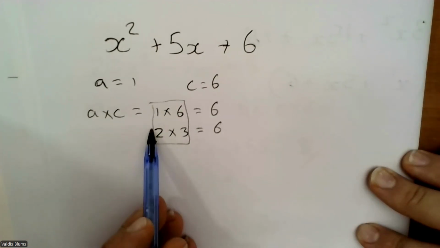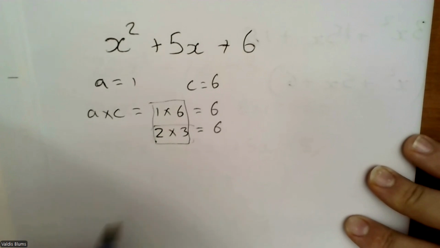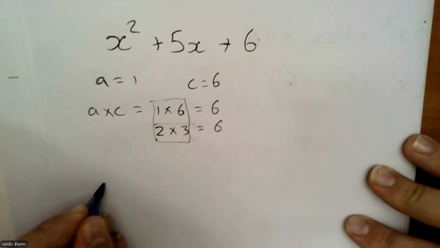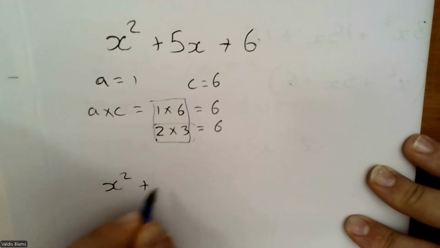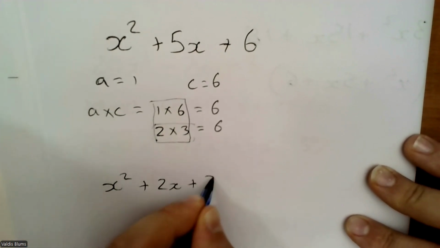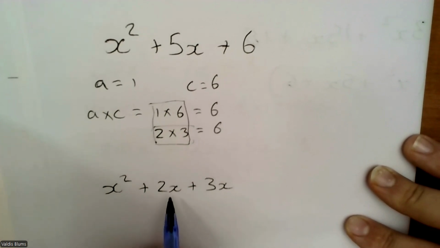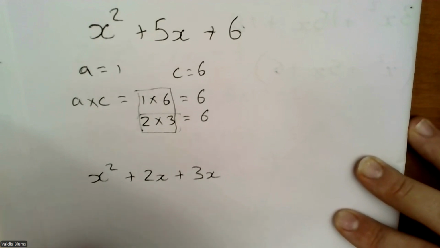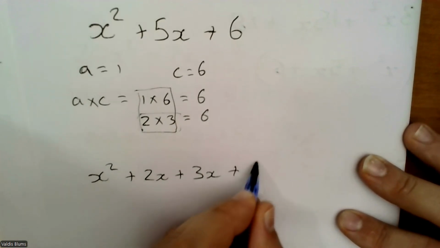So let's look at this one first, this 2 times 3. So let's break up 5x into 2x plus 3x. Again, it doesn't matter if it's 3x plus 2x or 2x plus 3x. Your answers are still going to be the same.